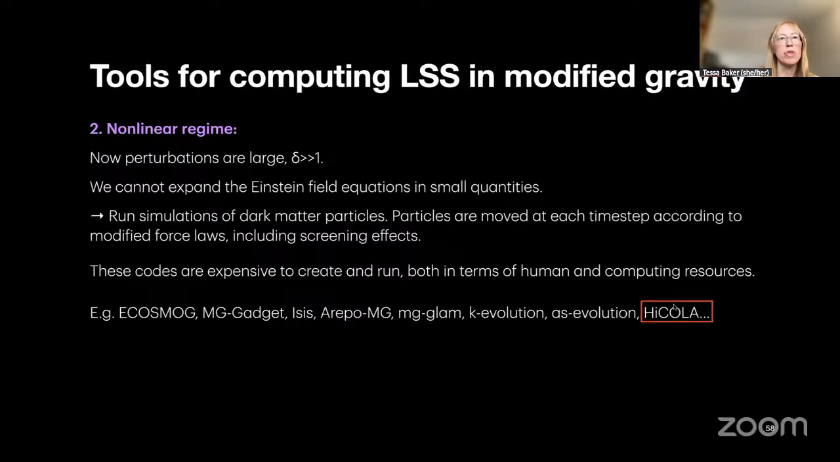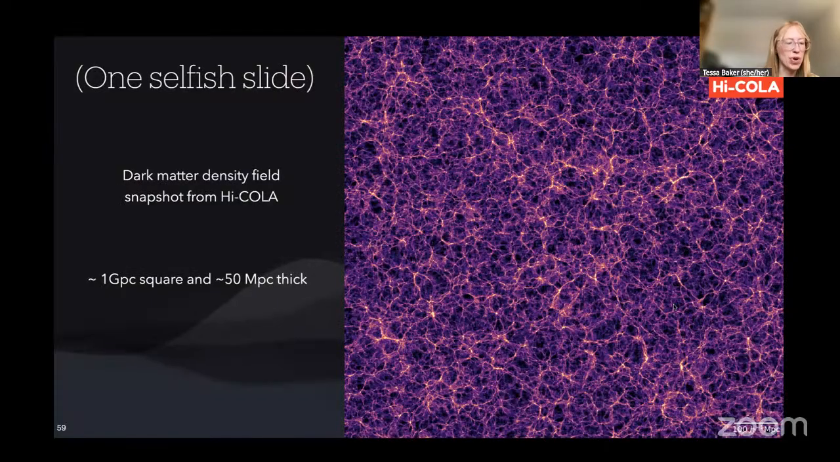And so I couldn't resist just putting in one really selfish slide here where I show you one of our simulations. So this is a snapshot through one of our simulations, one of our density fields in a Horndeski model of gravity. This is actually in a particular Galilean style model. But the point is we can run the simulations of these scales in any of those Horndeski theories.